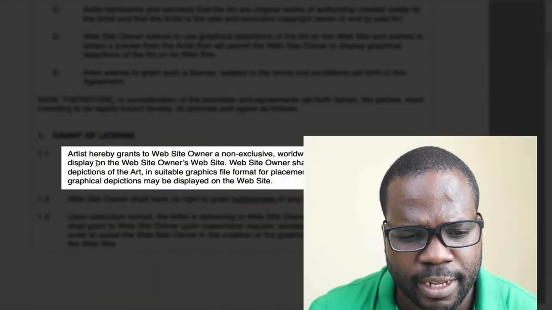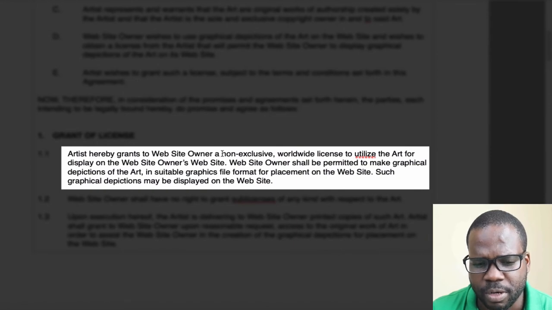I want to discuss two terms with you. I'm not going to discuss the whole agreement because it's going to take way too much time, but two things I find really important. First, the license that you're giving. If you create art, you're giving a license, and what is the license? That's really important. For example, artist hereby grants to the website owner a non-exclusive worldwide license to utilize the art for display on the website owner's website. So this is important: a non-exclusive worldwide license, right?